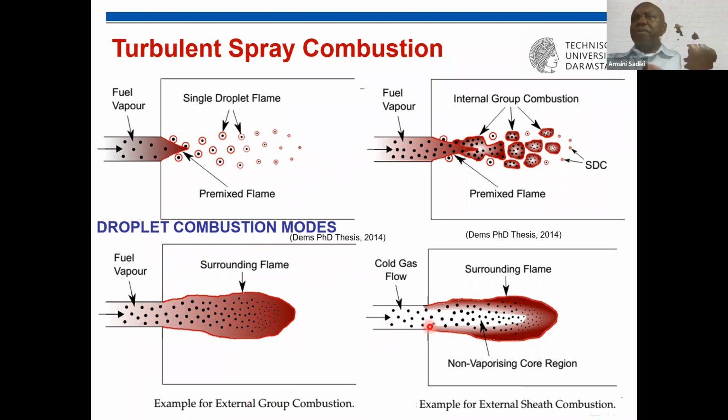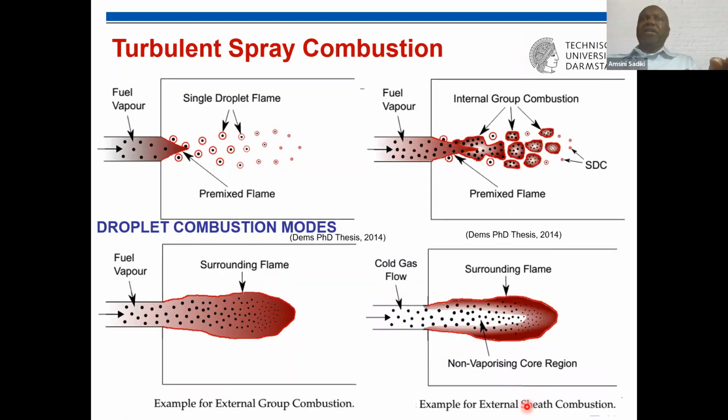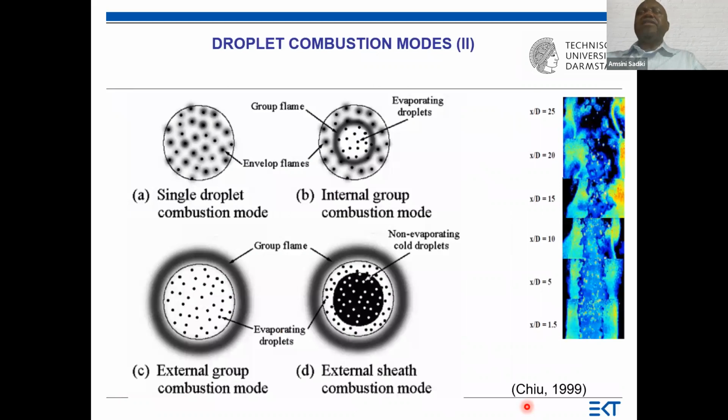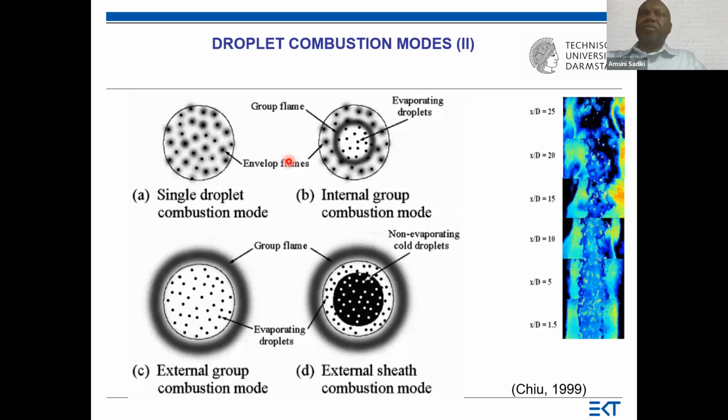And if we have both combined, so we have a non-evaporating core, and we also have some droplets here surrounded by the flame, we have the so-called external sheet combustion. And I put them together here. This is a view in the radial plane, and this is the axial plane.